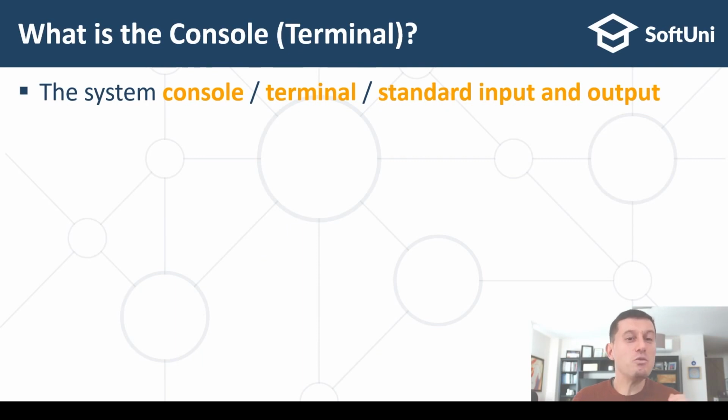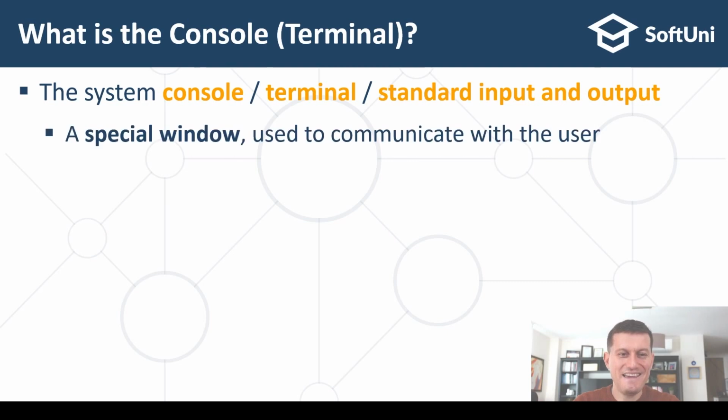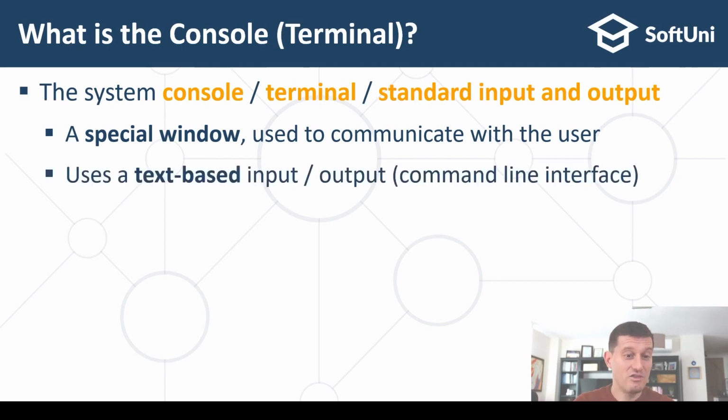Let's explain first what is the console, the so-called terminal, or the standard input and output interface for the console-based programs. It's a special window used to communicate with the user. We can consider that this is a place where the user can write something and send this data to the program. The program processes this data and prints some output, which is also text-based information. So the console uses a text-based input and output.